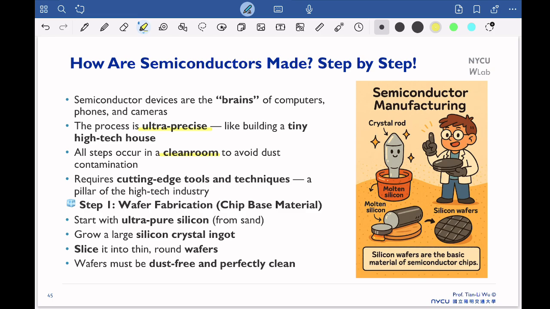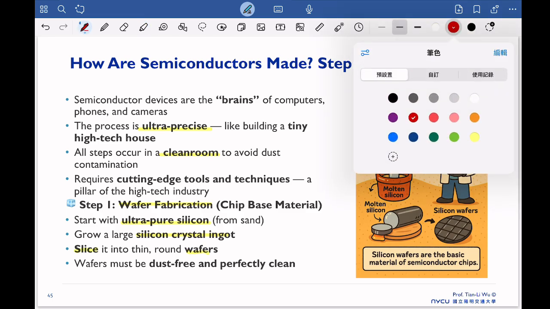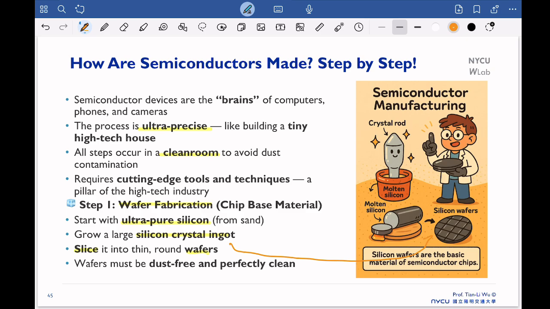So step one is wafer fabrication. We start with ultra-pure silicon, and then we grow a large silicon crystal ingot here, and then we slice it into wafers, as shown here. So we slice our crystal ingot into wafers. That's how we get our starting material, the silicon wafers.